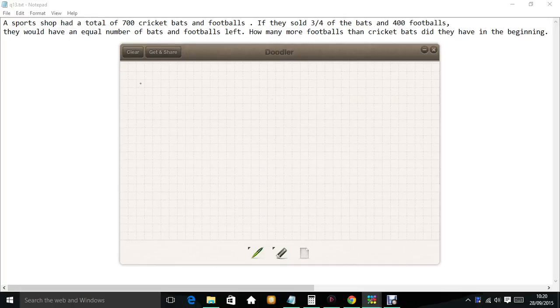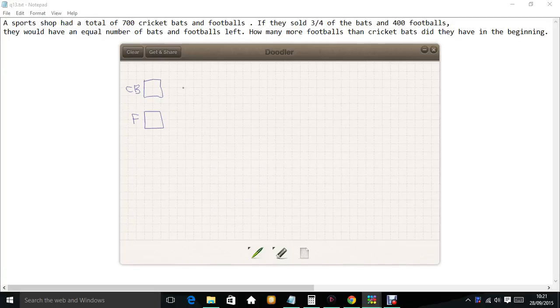Okay, we'll start by drawing a picture of what it is that we know. And we know that at the end there are an equal number of bats and footballs left. So this is going to represent cricket bats, and this will represent footballs. So at the end there's an equal number. They're supposed to be the same size, believe it or not.